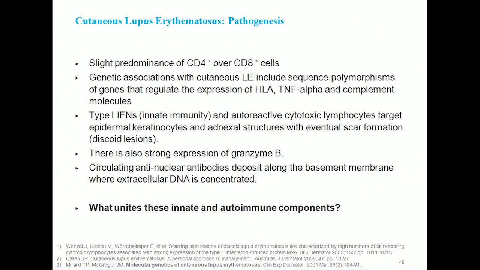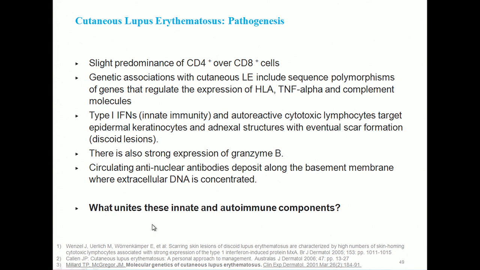What's interesting is that in terms of pathogenesis, there's a slight predominance of CD4 cells over CD8, but it's thought to involve multiple genetic associations that include sequence polymorphisms of genes that regulate the expression of HLA, TNF alpha, as well as complement components. Type 1 interferons are actually strongly associated with cutaneous lupus, as well as autoreactive cytotoxic lymphocytes, which target epidermal keratinocytes and adnexal structures, which eventually result in scar formation in the chronic discoid lesions. There's also a strong expression of granzyme B, as well as circulating anti-nuclear antibodies, which will deposit on the basement membrane where extracellular DNA is going to be concentrated.